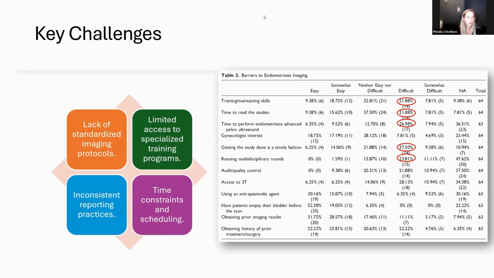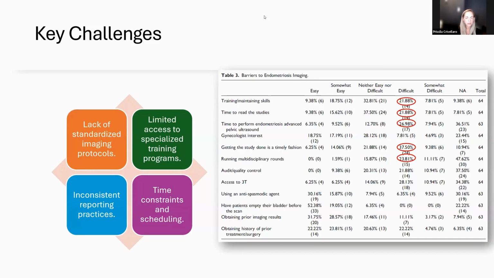So if you look at this table, I won't go over it entirely, don't worry. The main challenges referred by those who performed the studies were the lack of standardized protocols, limited access to specialized training, inconsistent reporting practices, and time constraints and scheduling. Most of these challenges could be addressed with multidisciplinary collaboration rounds, and also more clear guidelines from the societies. That was what we were trying to understand.